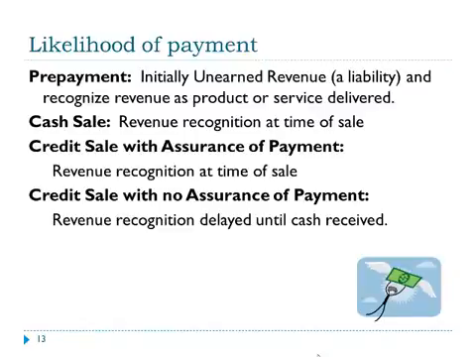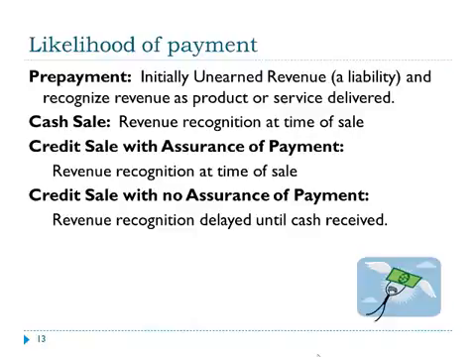Another set of issues occur when we consider likelihood of payment. When there's prepayment or when there's a cash sale, then we already know at the time of delivery of the goods that collectability is assured. It's already happened. But when there's a credit sale, then there may or may not be assurance of payment. The kind of things that companies do in order to be assured of payment is to do credit checks on their customers or to set up application processes for their store credit cards.